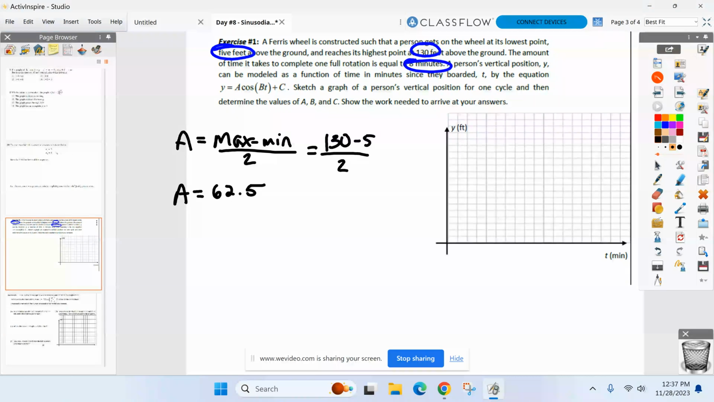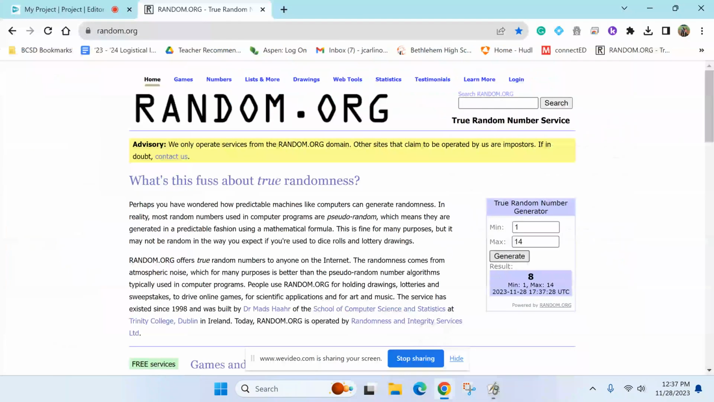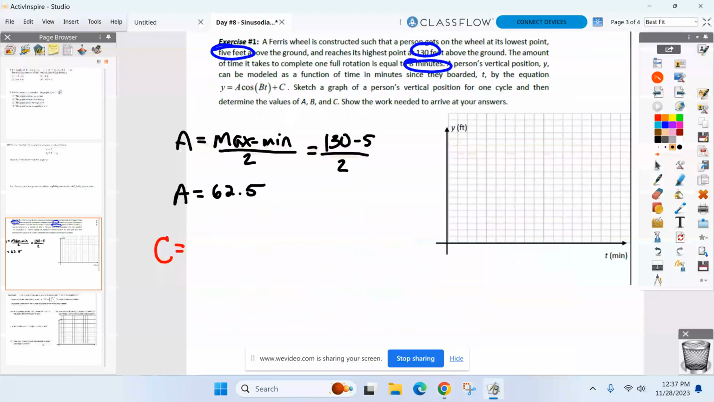Next up, I'll skip over B and go right to C. Ethan, C value formula. So just add those numbers now and divide by 2. And we're looking at 67.5 for C.